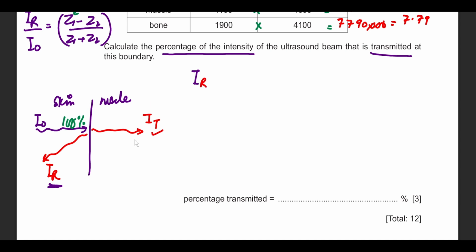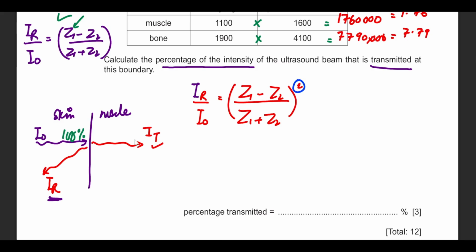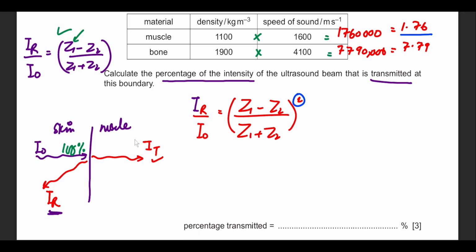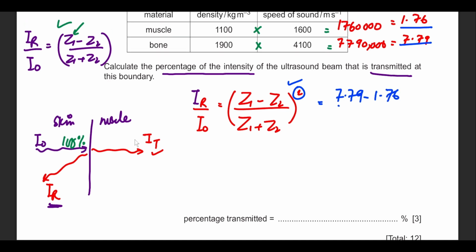The reflected wave divided by the original wave should be equal to (Z1 minus Z2) divided by (Z1 plus Z2), squared. Naturally you might be confused about which one should be Z1 and which one should be Z2. It doesn't really matter, because even if you subtract 7.79 from 1.76 and get a negative answer, the square will take care of it and give you a positive answer. So this will be 7.79 minus 1.76, divided by 7.79 plus 1.76, and of course don't forget to take the square.